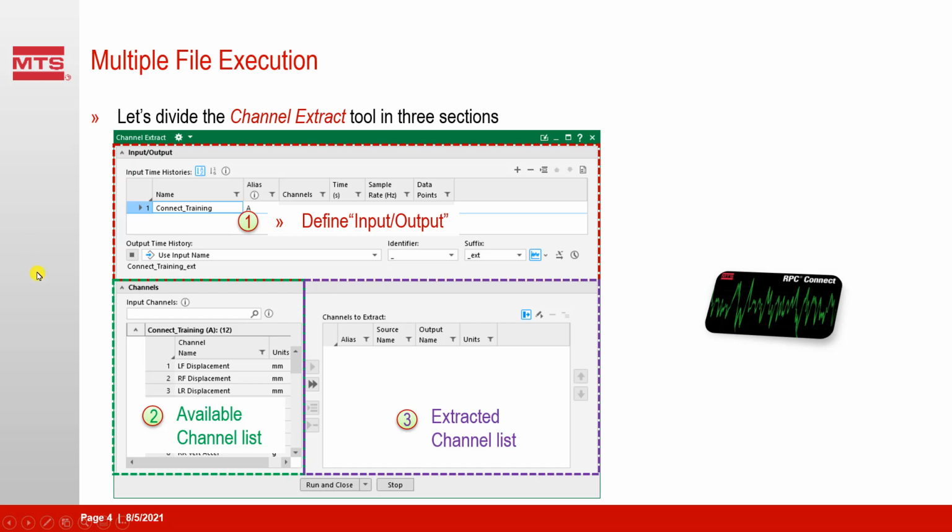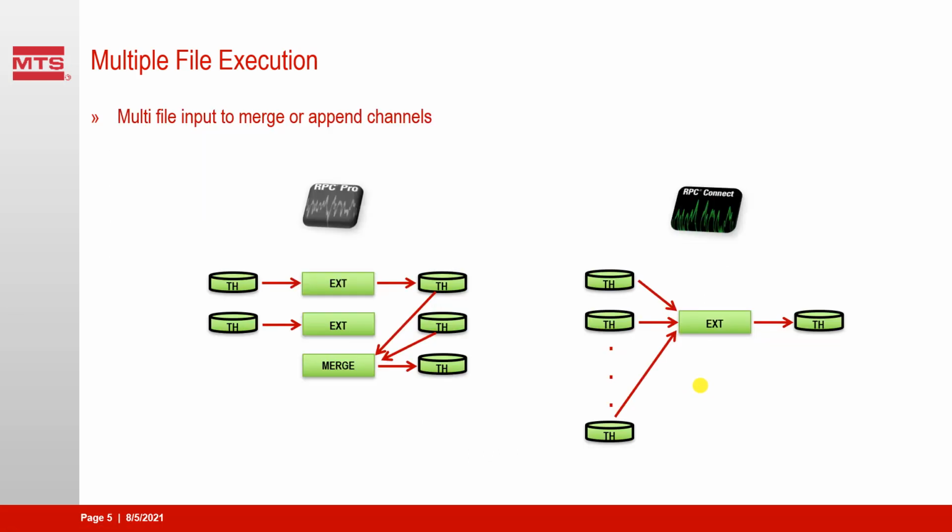We can divide the channel extract tool, which is shown here, into three sections. The first section defines our input and output time histories. The second part defines our input channels we want to use out of these selections from the time histories we made. And on the right side are the channels we extracted, or the channels we are interested in. So this is a brief overview, and we will hop into the software in a second so you can orient yourself.